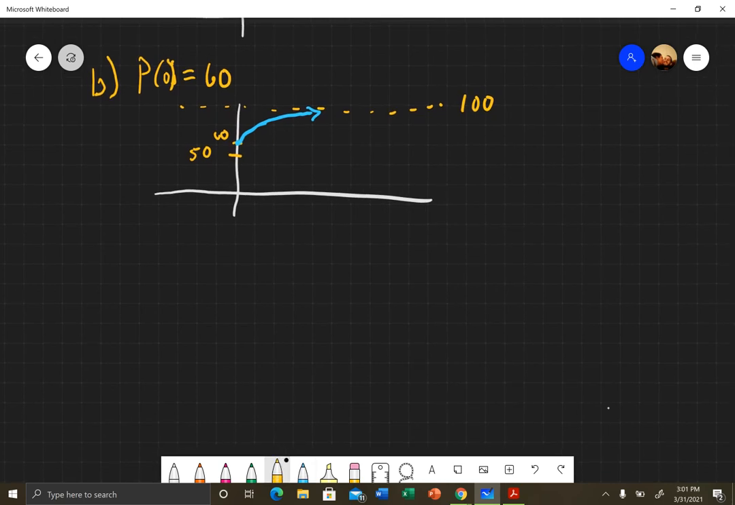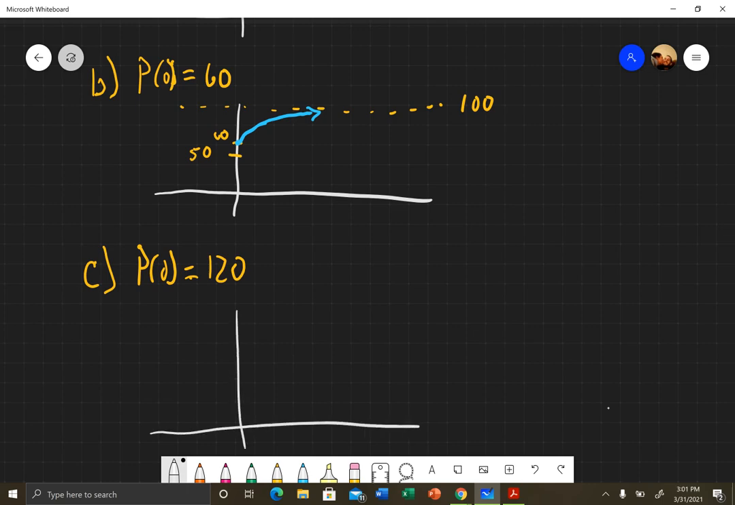And again, let's do part C. Now part C, P of 0 equals 120. Okay, and my limit here is 100. Now my inflection point here is about 50. My starting value here, P of 0, is 120. That's above my limit, right? That is going to put me, let's say, right around here. This is 100, and this is 120. So my starting point is going to be above here. It's going to be starting up here.